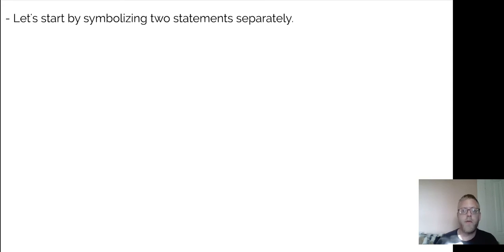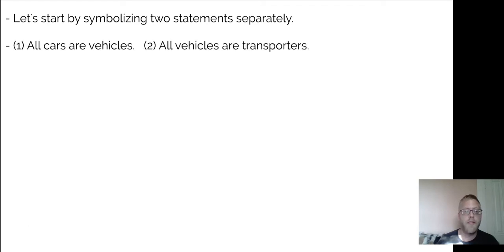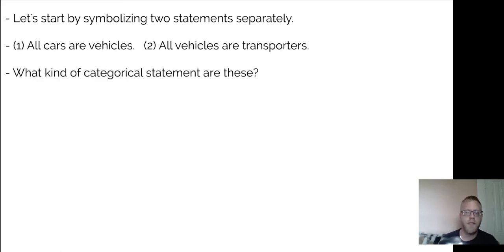This is something we already did last time. This is just kind of review, but let's suppose we're dealing with two statements. All cars are vehicles. All vehicles are transporters. Transporting is just something that can carry something from one place to another. I think that's probably true, that all vehicles are transporters. Of course, it doesn't have to be. We're just dealing with statements and how to represent them, right? So let's say we're dealing with those two statements and we want to be able to represent them.